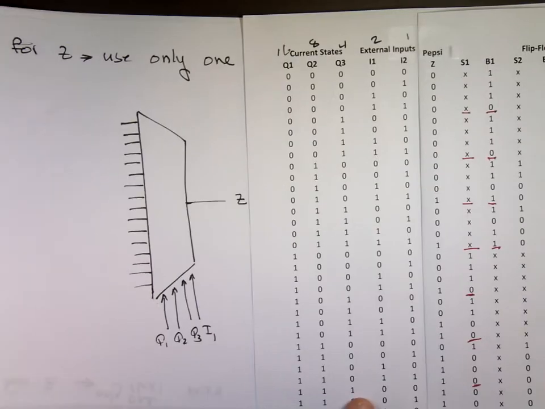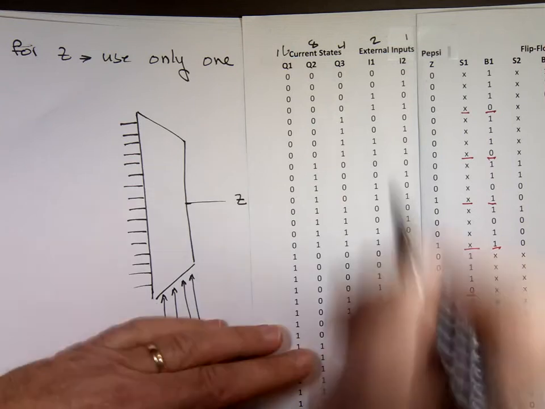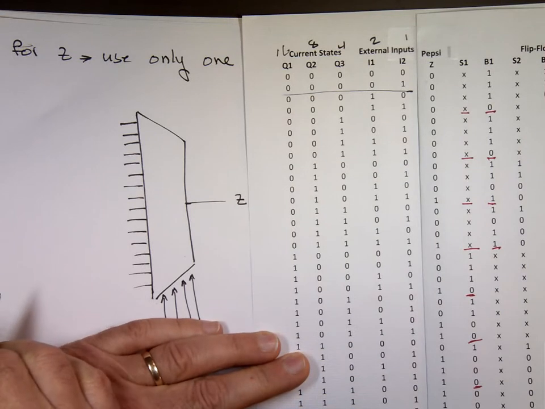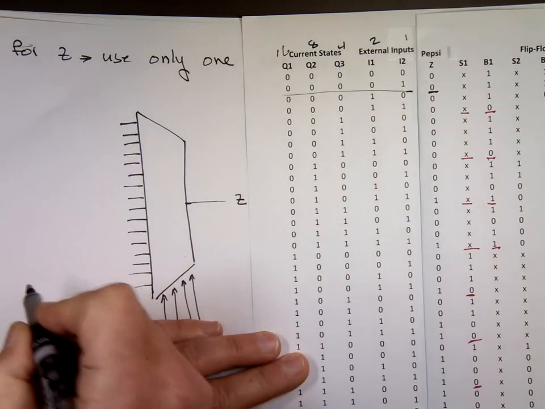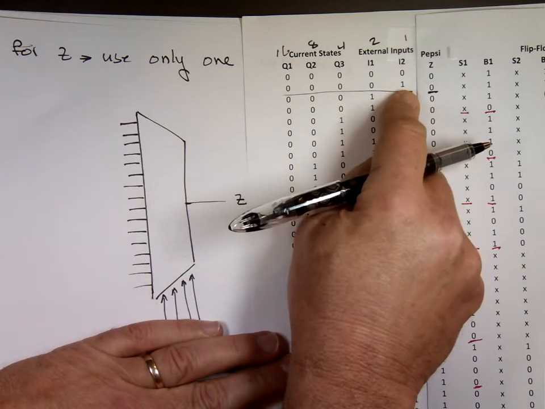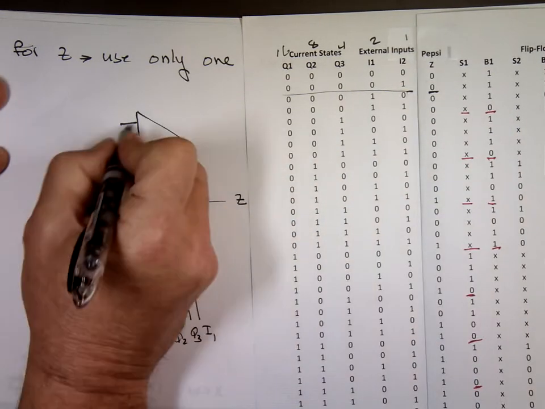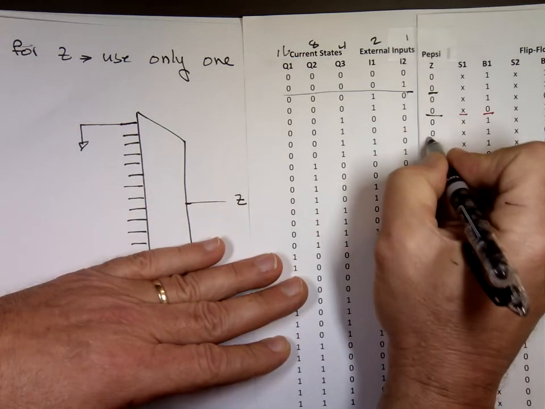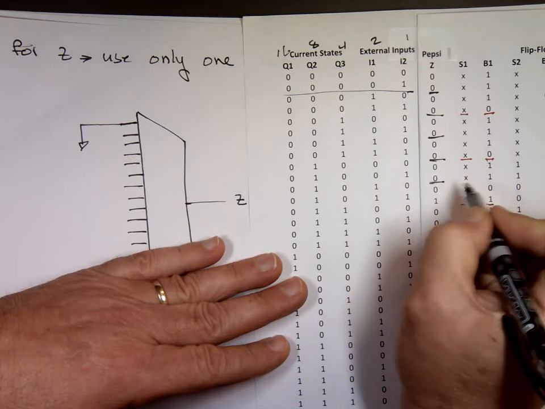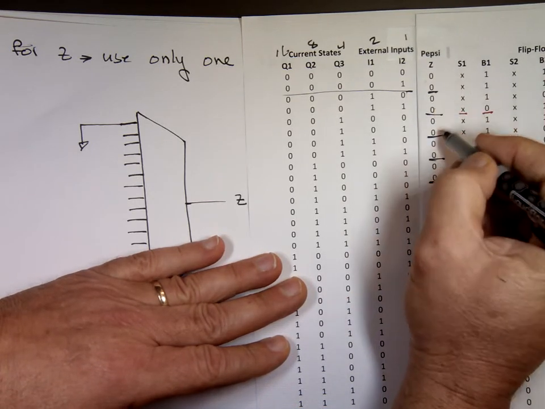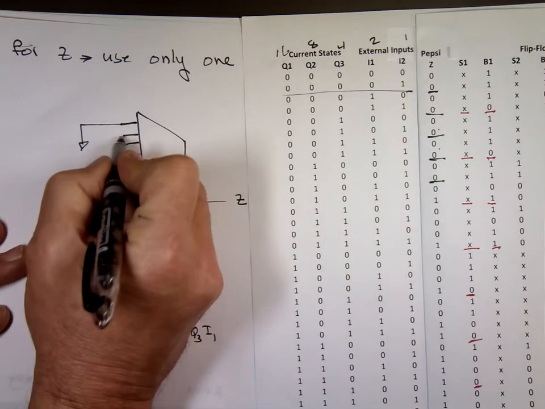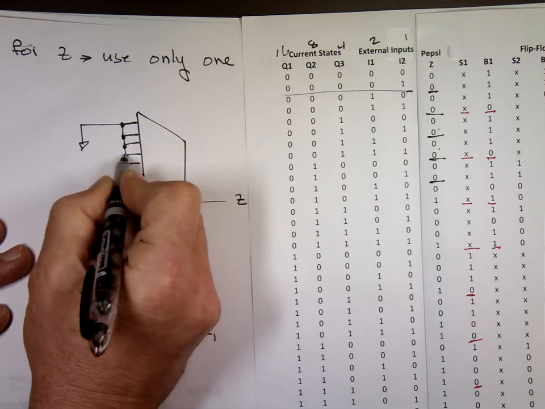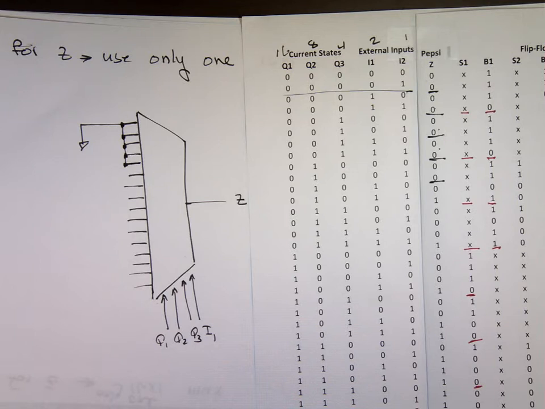Now let's look at Z. Let's look when it's 0, 0, 0. That's these two cases. What do you notice about Z? Always 0. Doesn't matter what I2 is. That's perfect. Ground. The next two, 0. The next one, 0. Next one, 0. The next one, 0. So 1, 2, 3, 4, 5. The first 5 attached to 0, to ground.